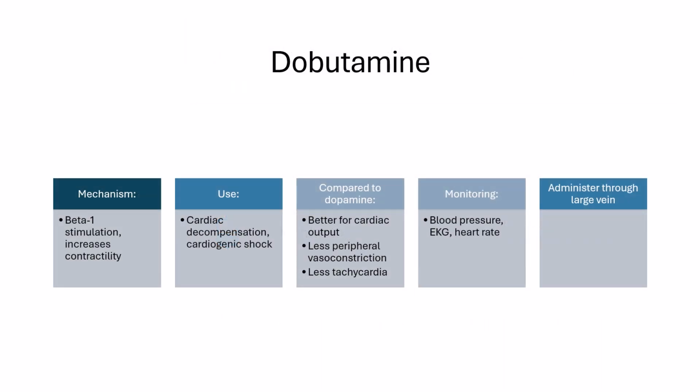Dobutamine is another inotrope you'll need to know well. Unlike dopamine, it works primarily through beta-1 stimulation to increase cardiac contractility. It's especially useful in cases of cardiac decompensation or cardiogenic shock. The key comparison with dopamine is that dobutamine provides better improvement in cardiac output with less peripheral vasoconstriction and typically causes less tachycardia. This makes it particularly useful when you need to improve contractility without dramatically increasing afterload.